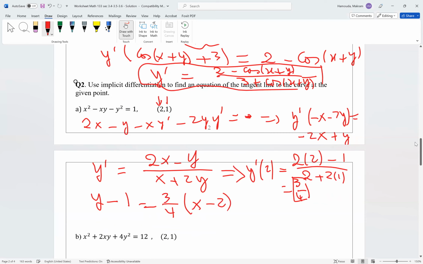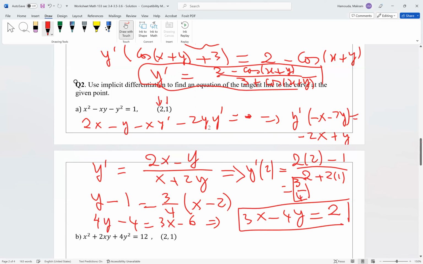minus 2. Multiply everything by 4, it will be 4y minus 4 equal to 3 times x minus 2. That means 3x minus 6. And then you can write it as 3x minus 4y. So I moved 4y to the right, then minus 6 to the left. It will be 6 minus 4, so 2. That's the equation in the general form. You can write it also in slope-intercept form.